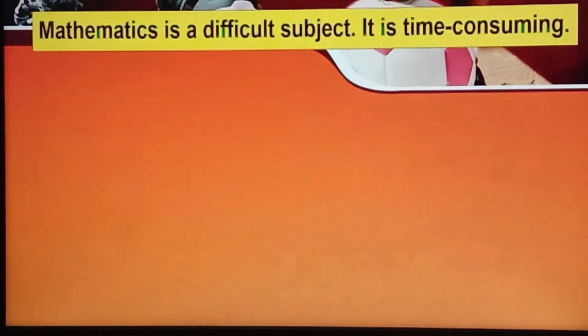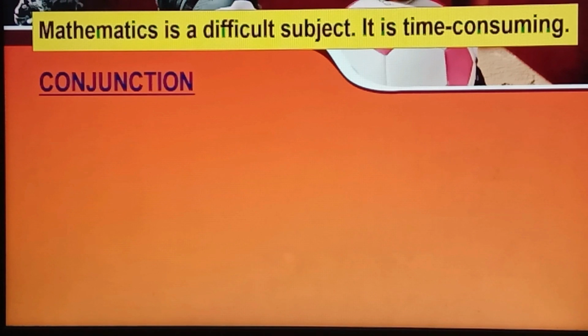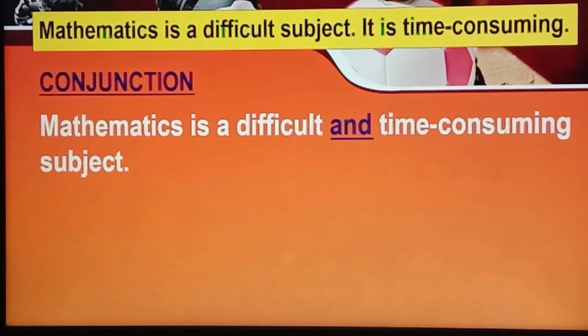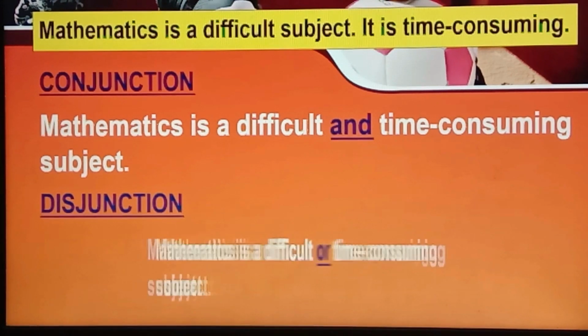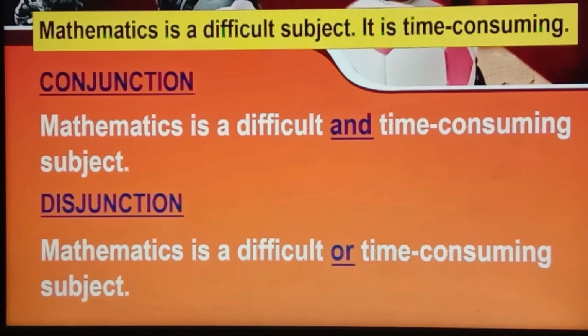And then the next one, with the same statements, let us have the conjunction. For the conjunction, it will be "mathematics is a difficult and time-consuming subject." Now it is emphasized there, the word and, which refers to our conjunction. And then the third one is the disjunction. For the disjunction, using the same statements, "mathematics is a difficult or time-consuming subject." And it is also emphasized there, the word or, which refers to our disjunction.